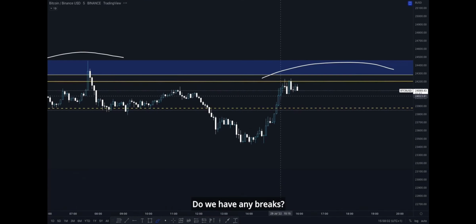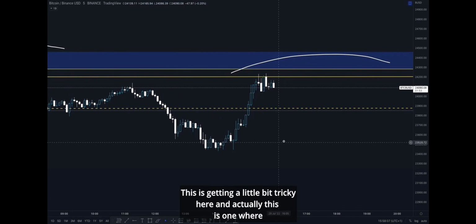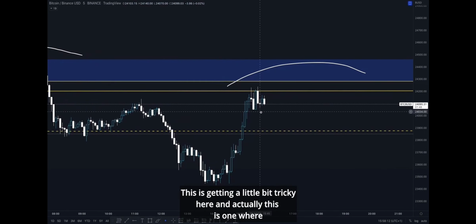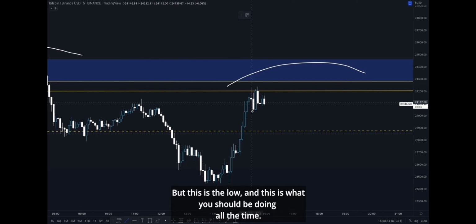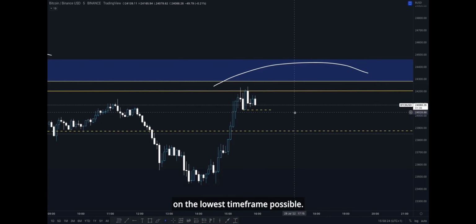5 minutes. Do we have any breaks? Okay, so where's the low that led to the highest high? This is getting a little bit tricky here. And actually, this is one where I can show you on the 1 minute. But this is the low. And this is what you should be doing all the time. You should be analyzing across these multiple time frames because you execute on the lowest time frame possible.